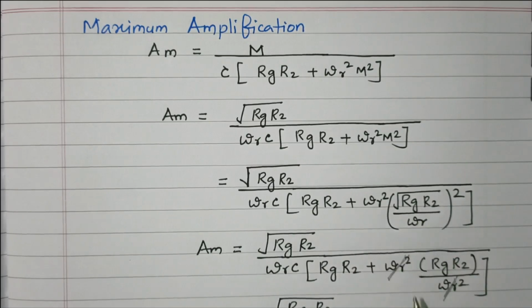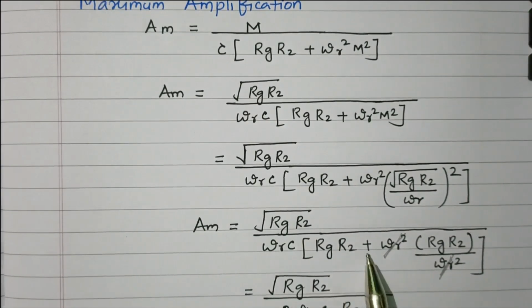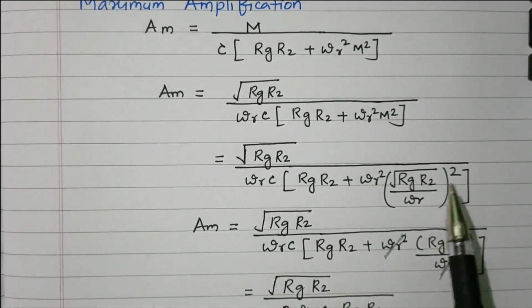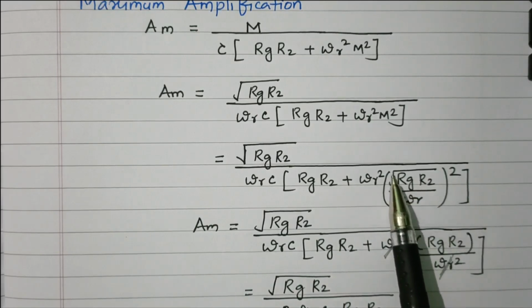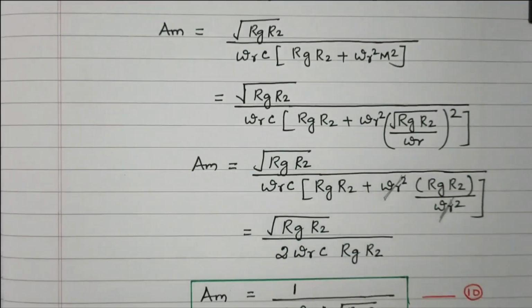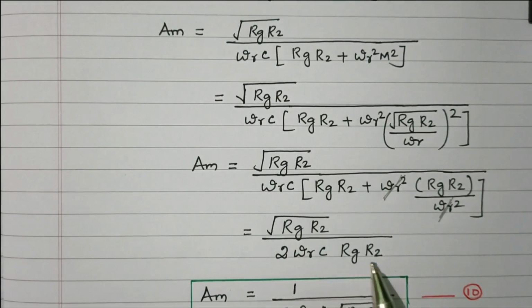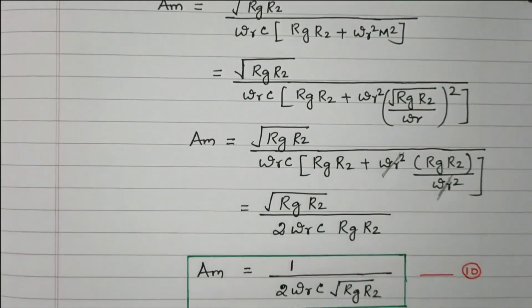Now we'll go for the further simplification. So square root of Rg R2 omega rc into Rg R2 plus omega r square. While taking square root, this becomes normal Rg R2 divided by omega r square. This omega r square got cancelled, right? So this is Rg R2, this is also Rg R2. So we have 2 times available. Square root of Rg R2 divided by 2 times of Rg R2 and omega r c, right?